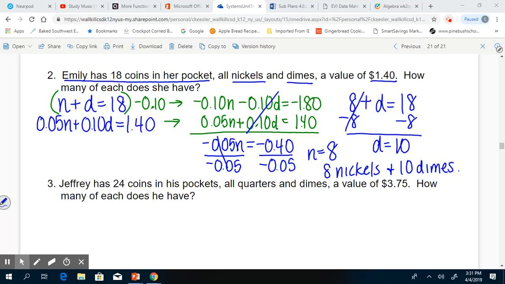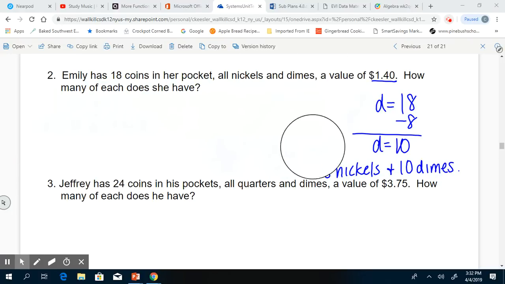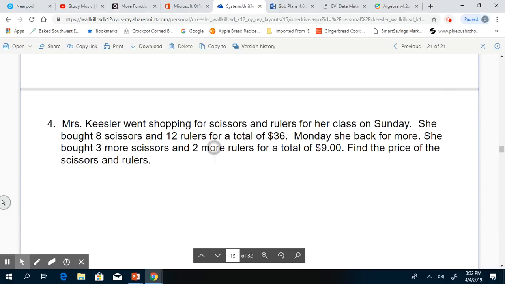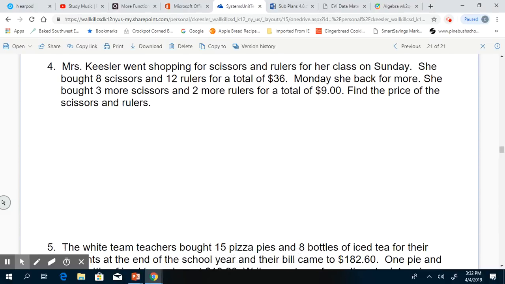So I'm actually not going to do the next problem with you. I want you guys to come back to number 3 and try that one on your own. But I am going to skip to number 4 and try that one with you as well because it's worded a little bit differently. Okay, so jumping to number 4. Another scenario where we use the same process.